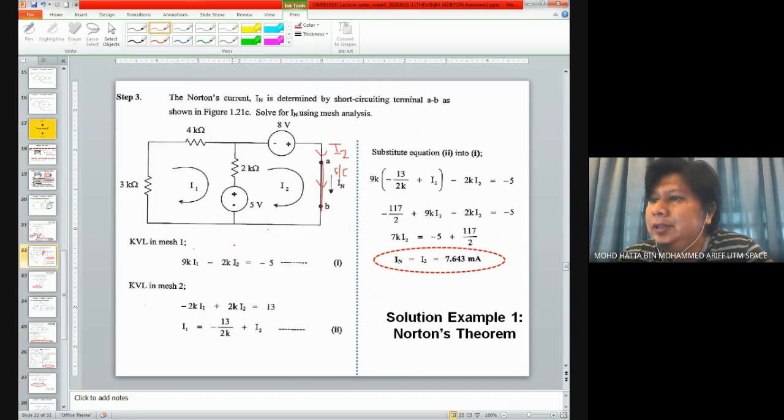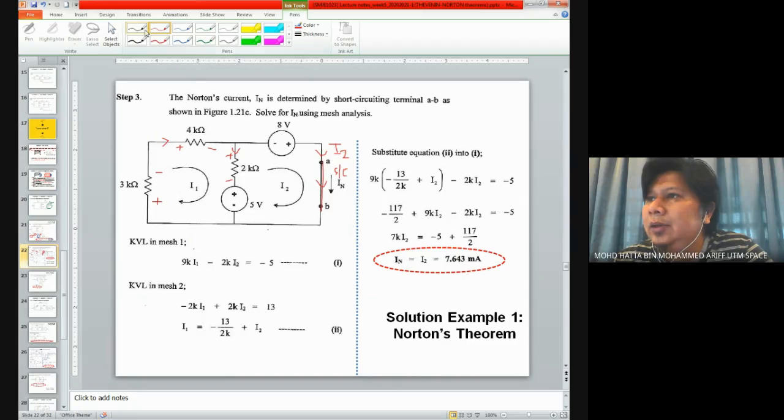Now using mesh analysis, first you assign the current direction of your mesh. Later on, you assign the polarity of the voltage drop across each of the resistors or elements. Here we have 4 kilo ohm. Polarity should be like this because we consider current is flowing that way. And here we have polarity set like this. And at the 3 kilo ohm resistor, we have the polarity of voltage drop set like that.